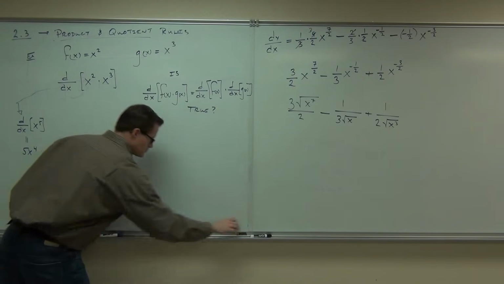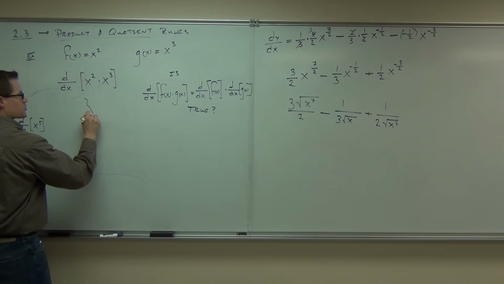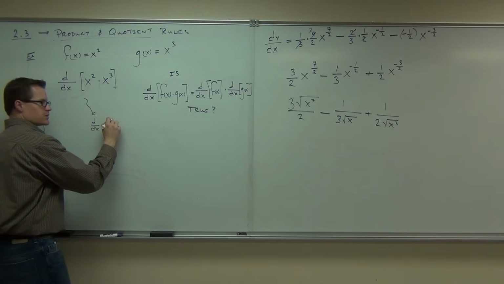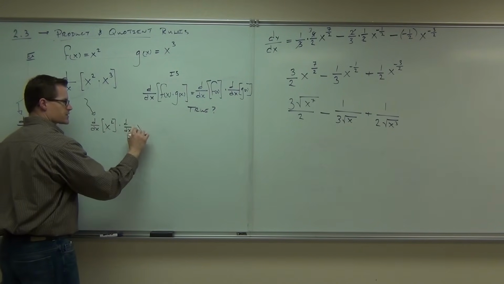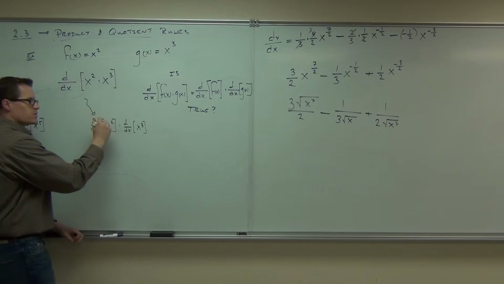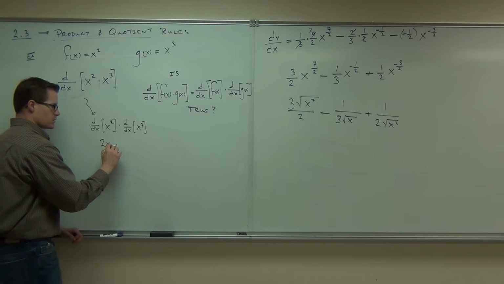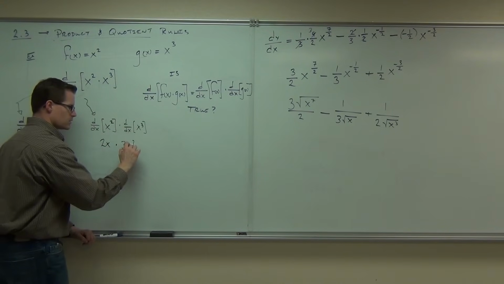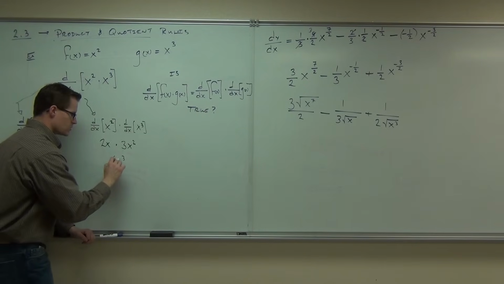Okay. Let's try this way. Let's try to do the derivative of the first times the derivative of the second. What's the derivative of x squared, our first? What's the derivative of our second? We get 6x cubed.